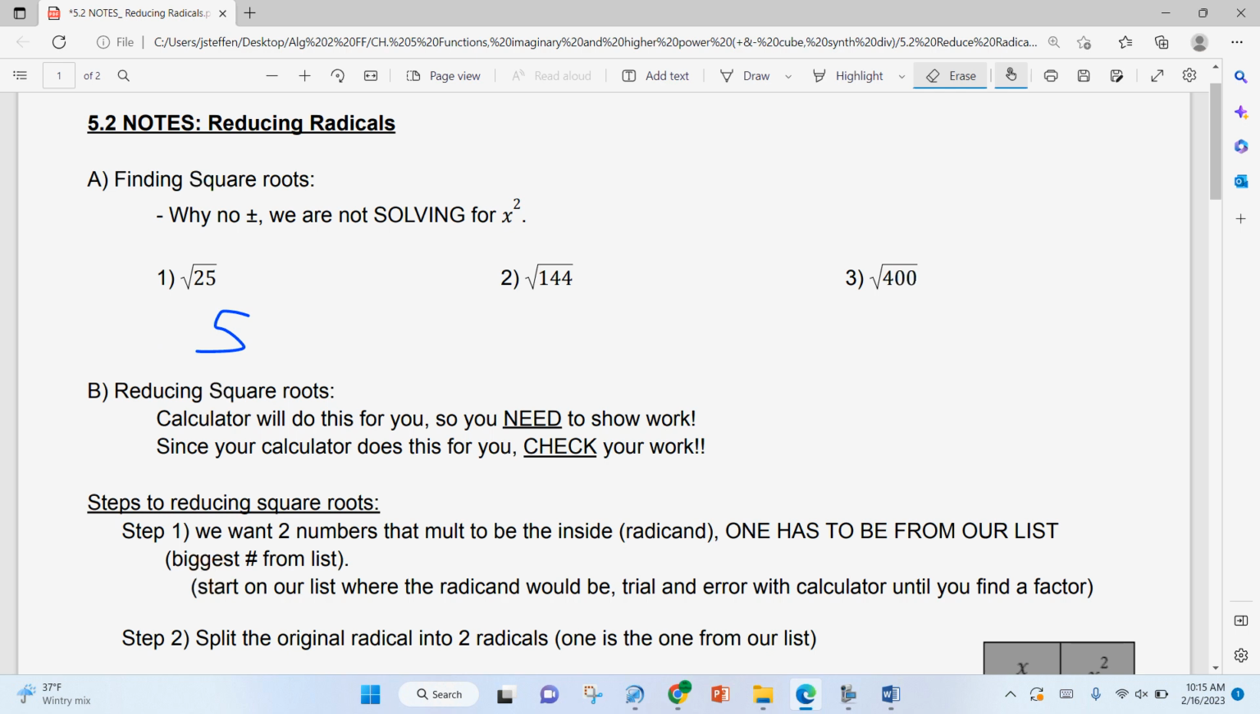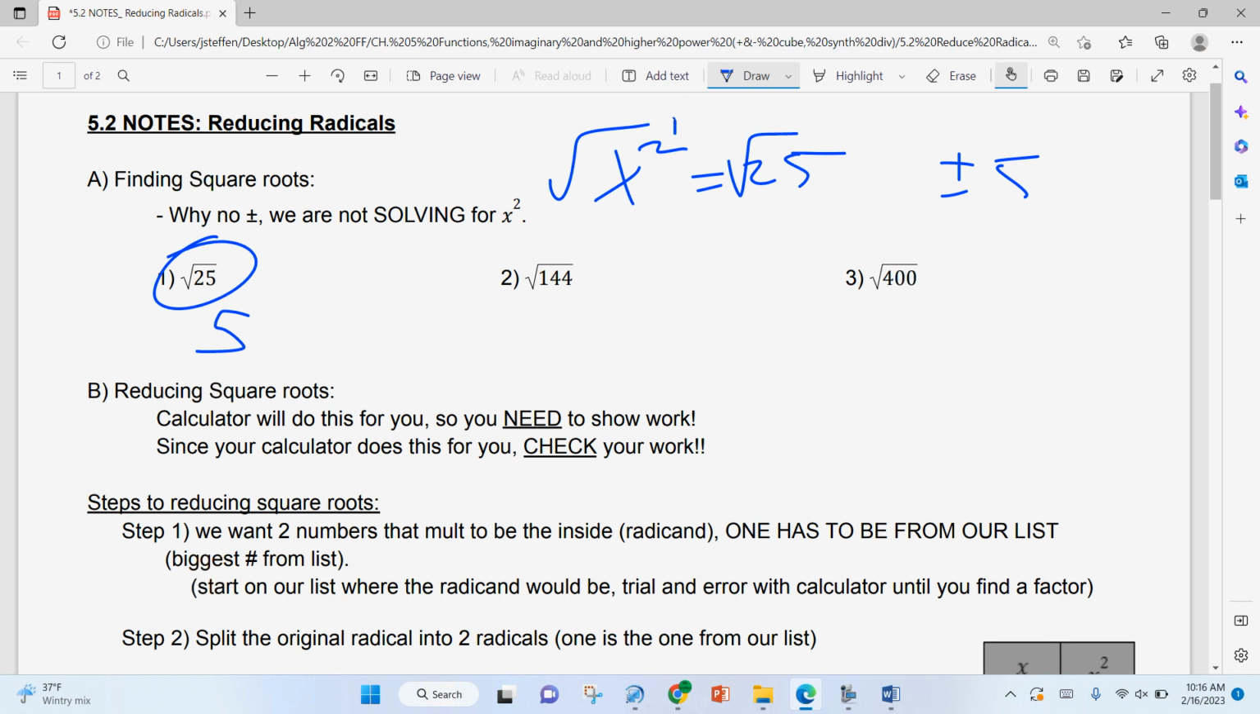The reason is because, and I tried to say it this way when we did the last chapter when we had problems like this, x squared equals 25, so let's take the square root of both sides. It's got to be plus or minus 5. But if it just says the square root of 20, not an x squared, you do not have to worry about the plus or minus.